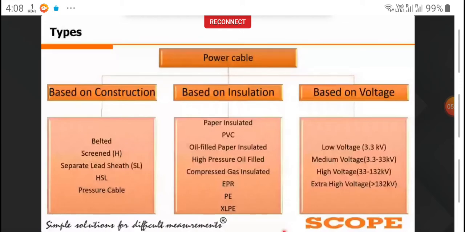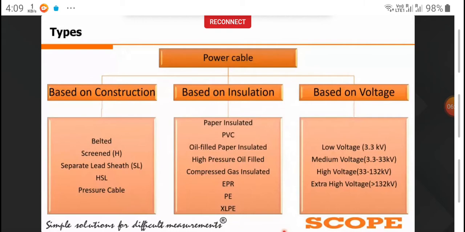After that, HSL cables. In this type of cable, a separate lead is provided for every core, and after that an overall lead is provided, and this type of cable is mainly used up to 66 kV applications. According to construction, pressure cables are also there. Pressure cables are categorized into two types: oil filled or oil pressurized, and gas pressurized cables. Okay, we will see in the next slide what these pressure type cables are.